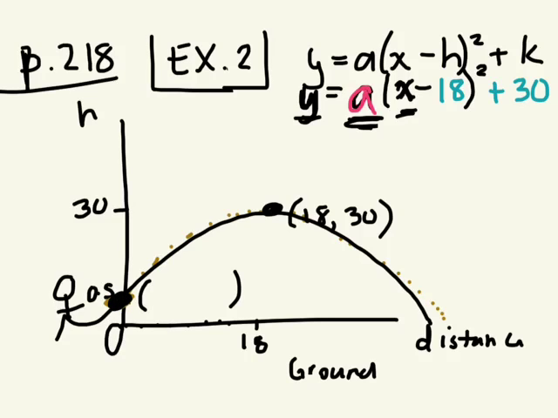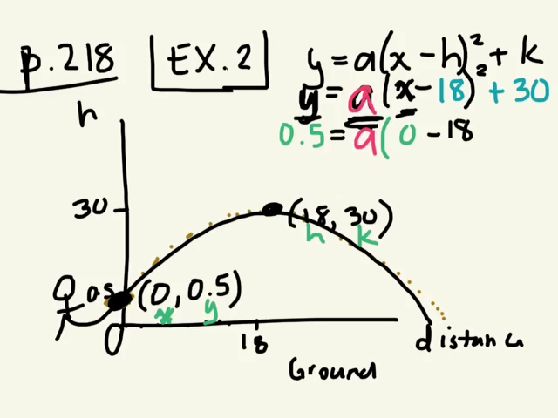Yes. Where is this point located? What's the coordinate of this point? 0, 0.5. Is that not an x and a y of the parabola? This is our h and k. This is an x and y. So can I plug in x and y? Yes. If I plug in x and y, how many unknown variables do I have left? I have 1 unknown variable, which is A. That's what my goal was. I was trying to solve for A.